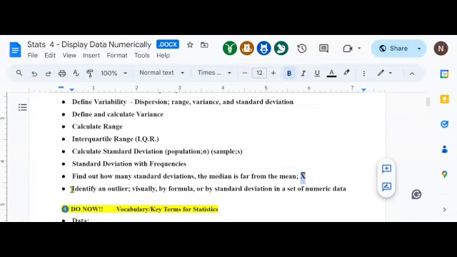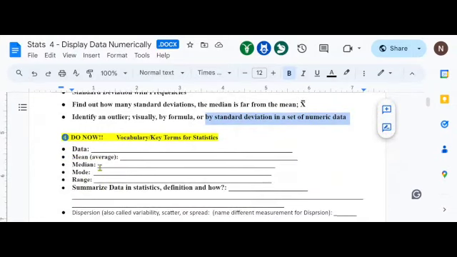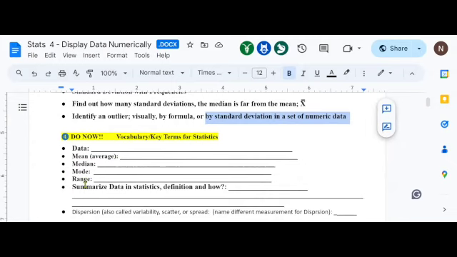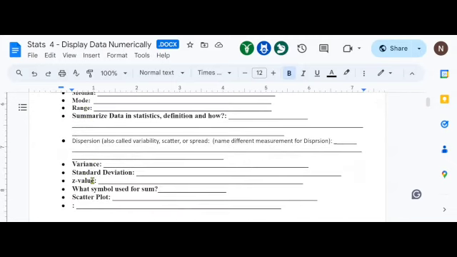Identify an outlier visually, by formula, or by standard deviation in a set of numeric data. Okay? You're going to spend a little bit of time to get the meaning of those words. And write it down. So make sure that you print this or use the PDF and do it on your iPad.